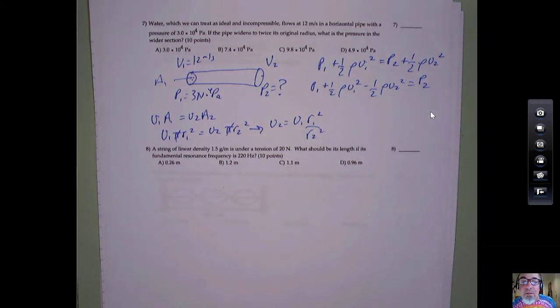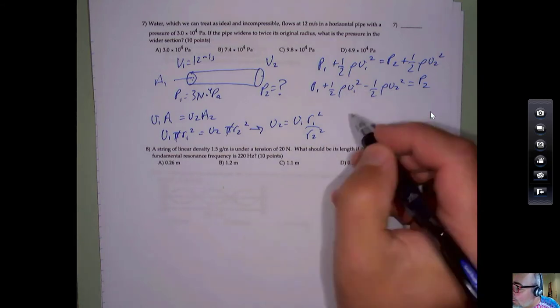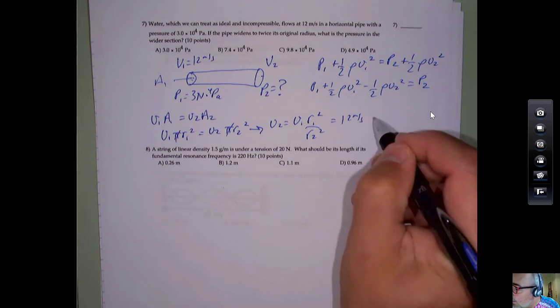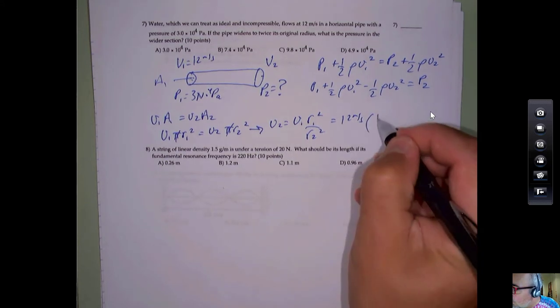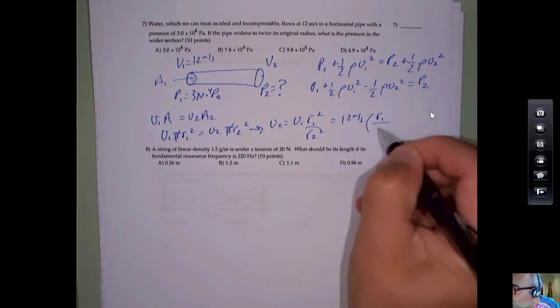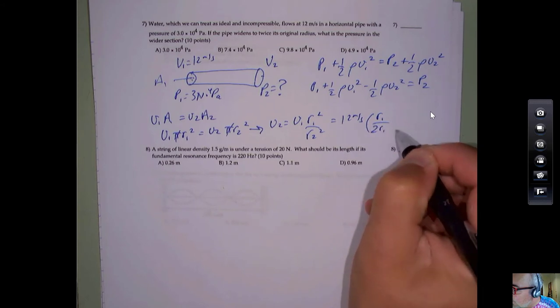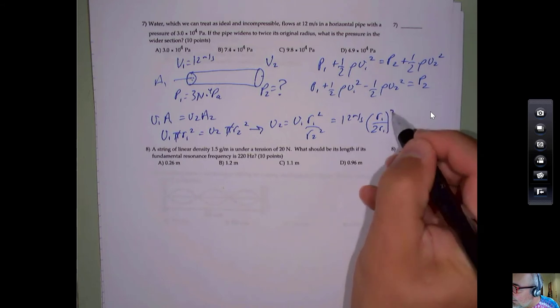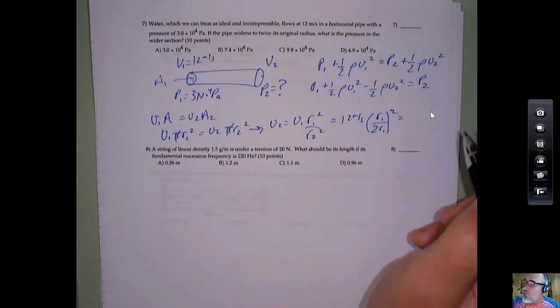Okay, I'm kind of doing this in a rigorous mathematical way. You could just say the radius is twice as big, so the speed is 1/4 as much. You can do that as well, and you'll see why in just a second. So this would be 12 meters per second times R1 divided by 2 times R1, right? Because that's what R2 is. Don't forget to square each of these. I'll do it like that. And then you see it's 1/4 as much.